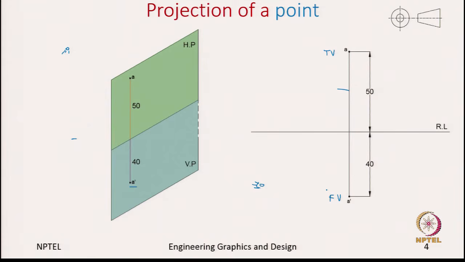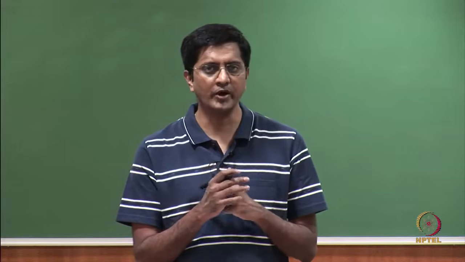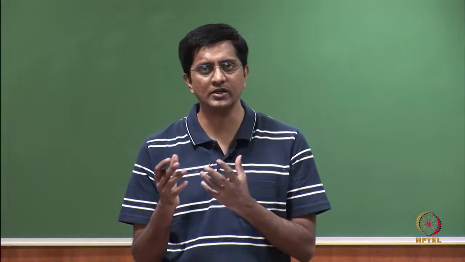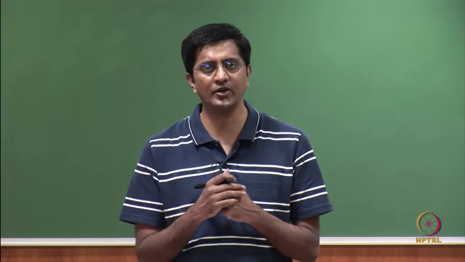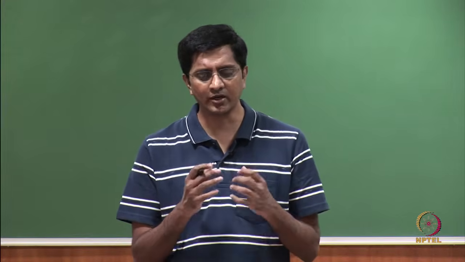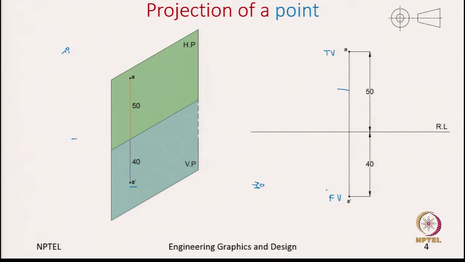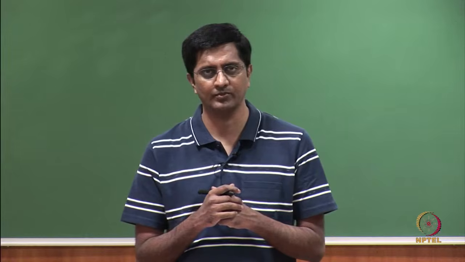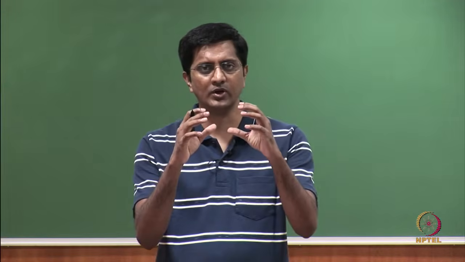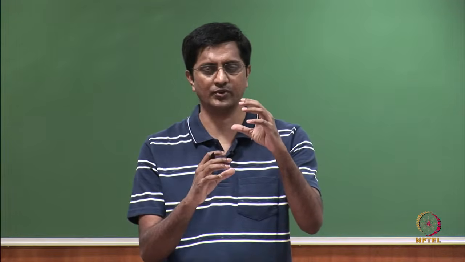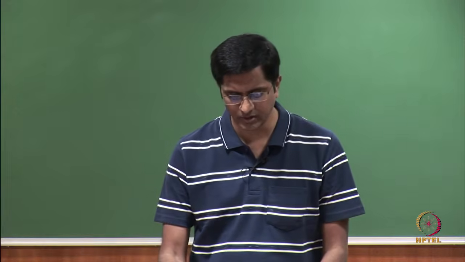Okay. So, what we have now covered is the projection of a point both in the first angle projection and the third angle projection. The difference between both these projections, as we already know, is that in the third angle projection the top view is at the top and the front view is below the top view. However, in the first angle projection you first draw the front view and the top view is placed below the front view. Okay.